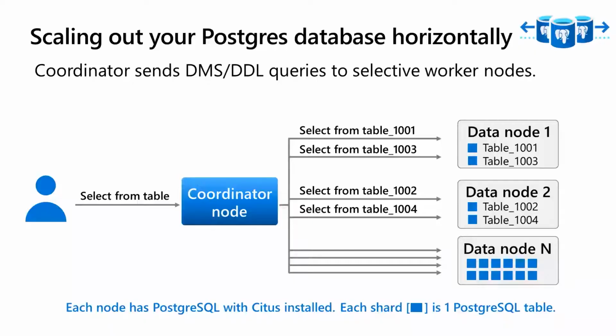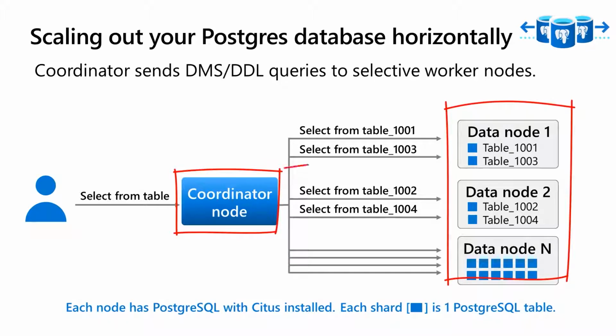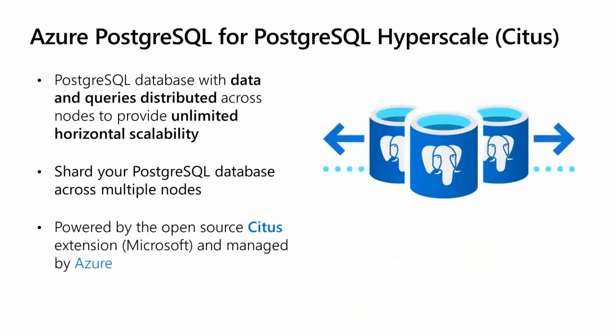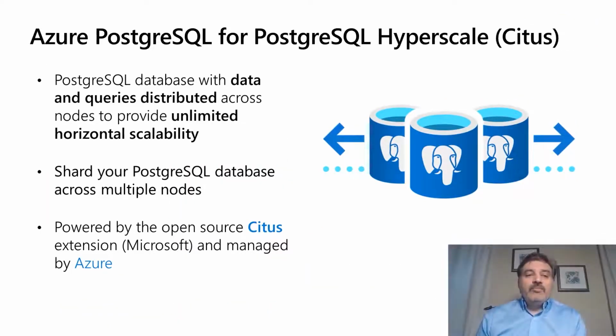The team created the Citus extension, which is open source and transforms Postgres into a distributed database that you can scale horizontally. Citus is now available in the cloud as Hyperscale Citus. It's a built-in deployment option in Azure Database for Postgres. So Hyperscale Citus is a managed Postgres database service with data and queries distributed across nodes to provide unlimited horizontal scalability. You're basically sharding your Postgres database across multiple nodes to give your application more memory, compute, and storage.